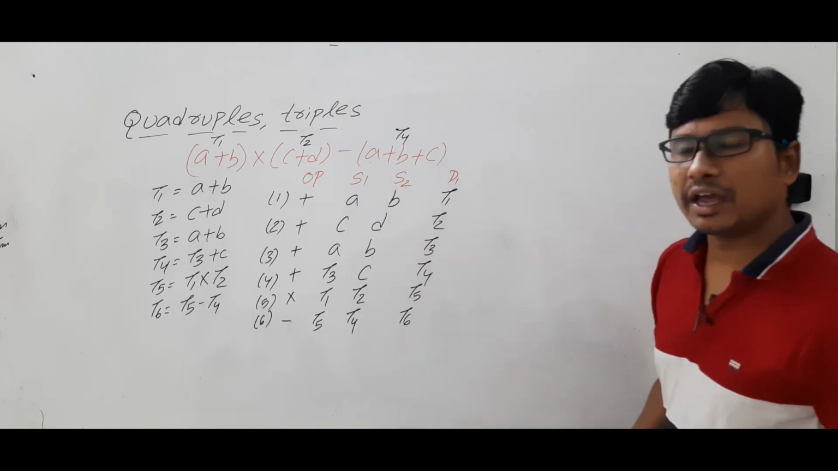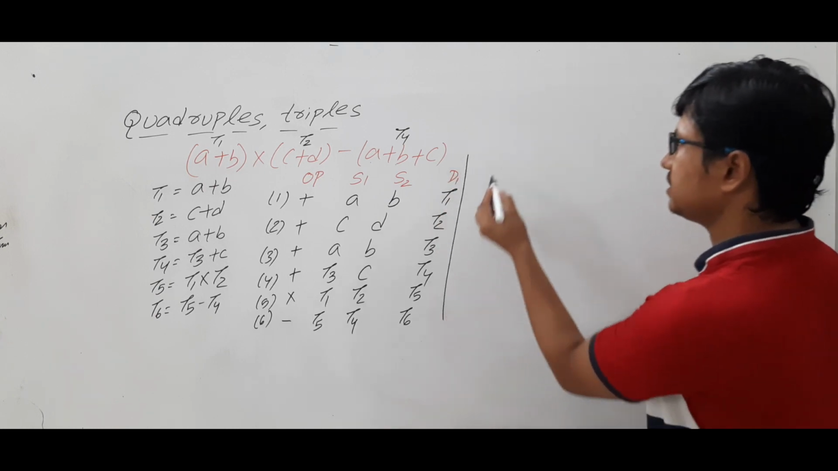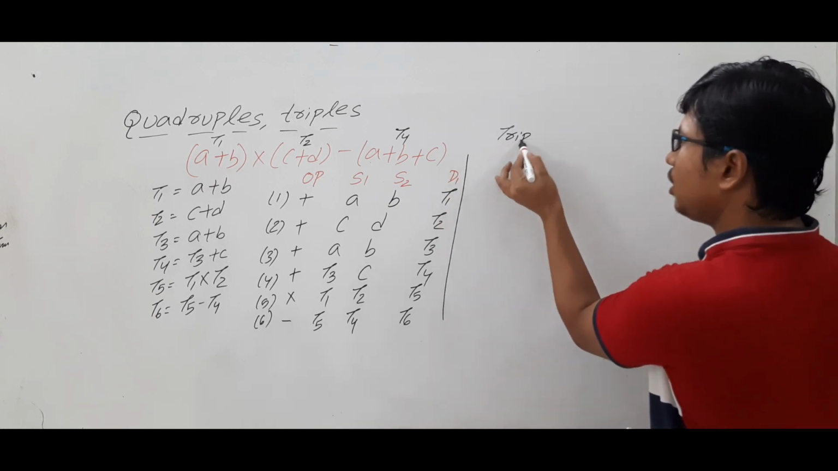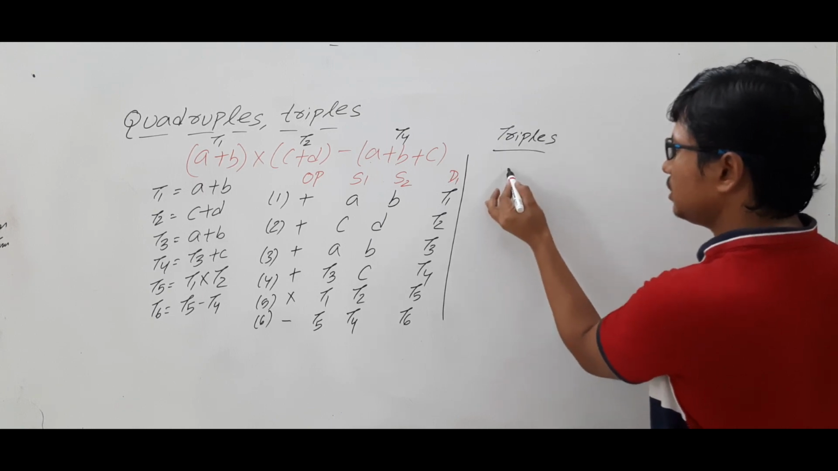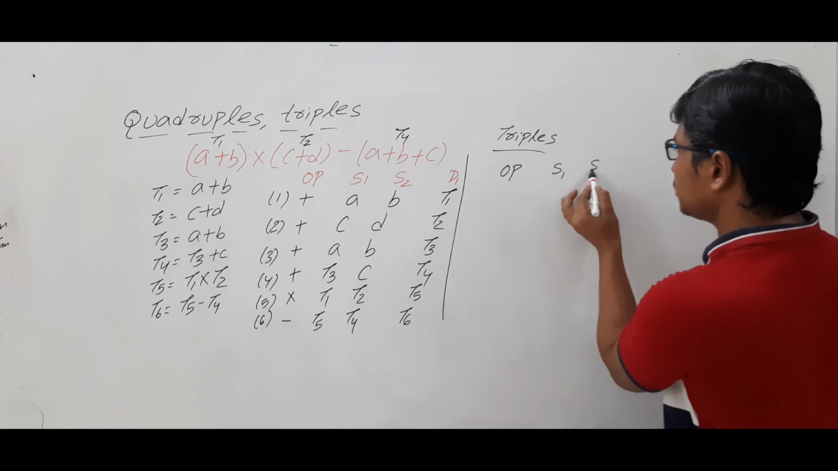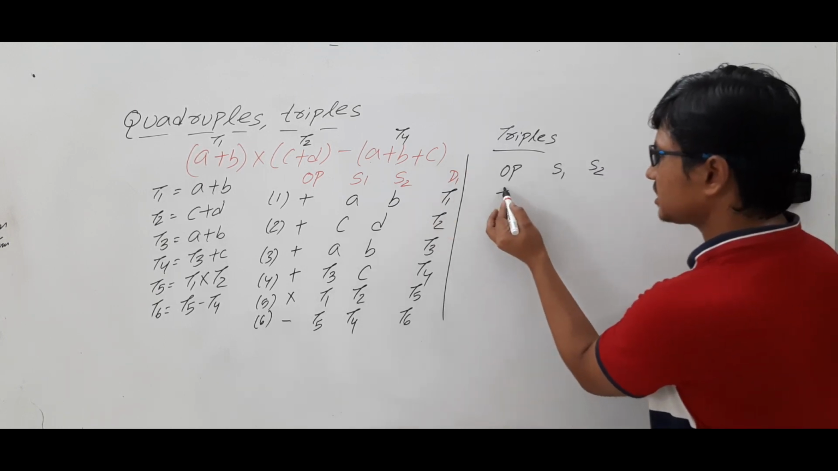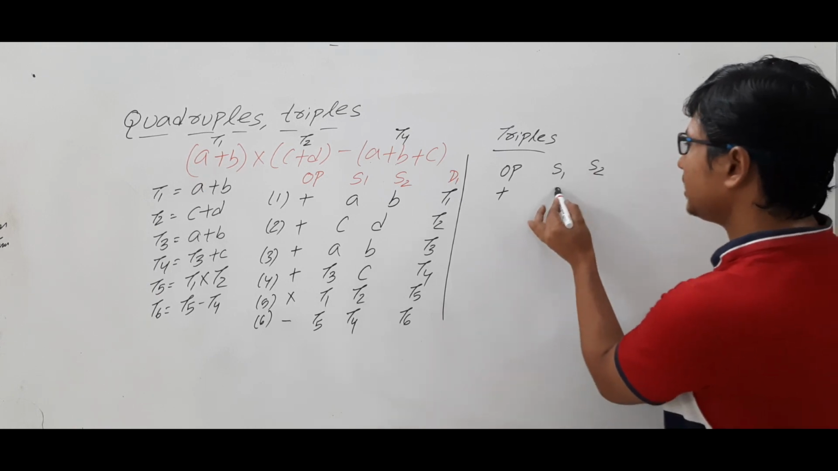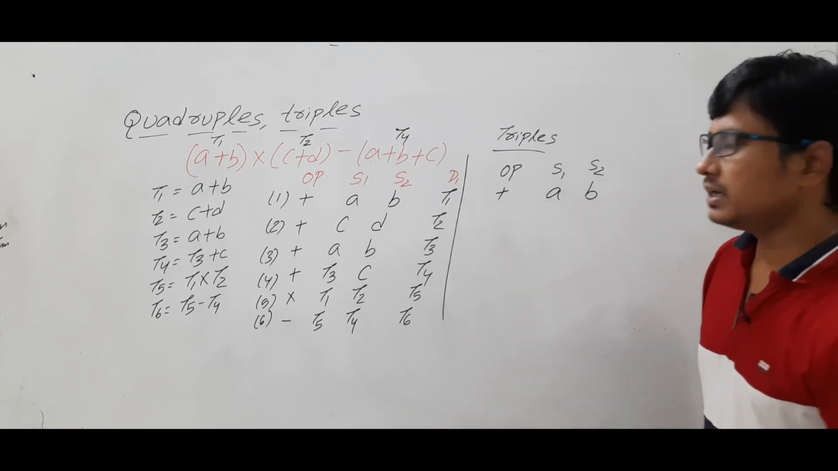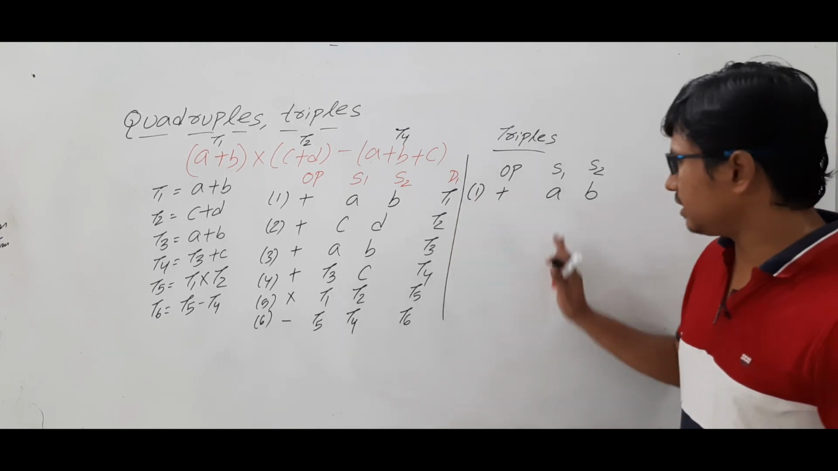The same expression I want to represent using the triples. If I am representing using the triples, it will be represented as: you will have the operator and two source operands. Now the first instruction is a plus between A and B, and this is at index 1. Is it clear?